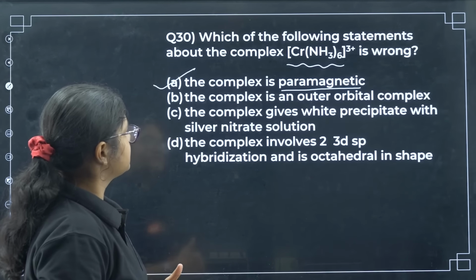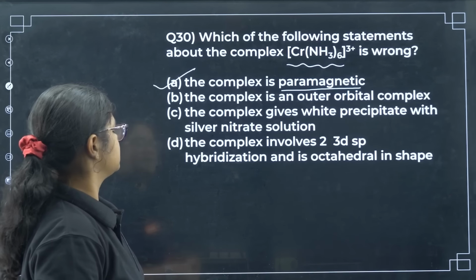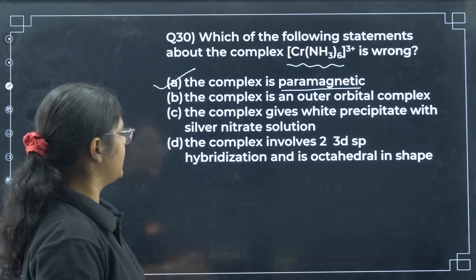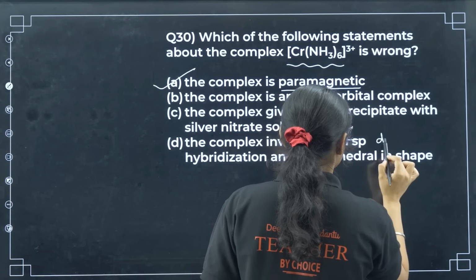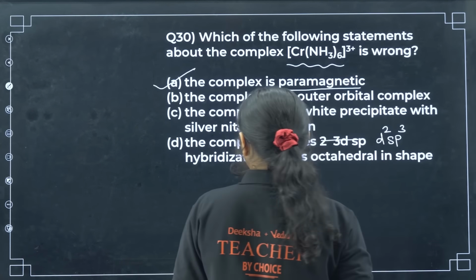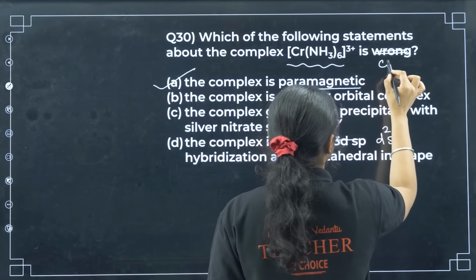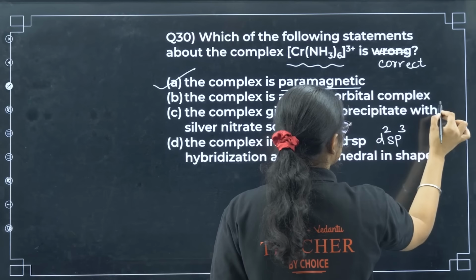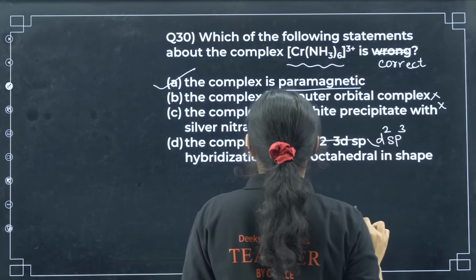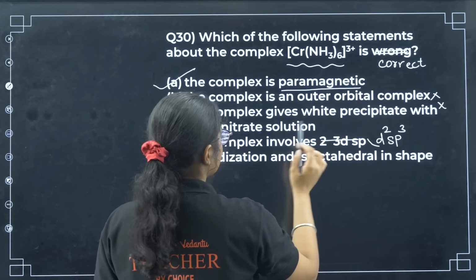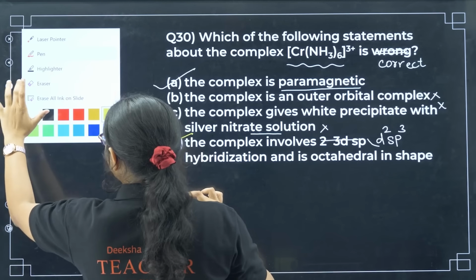The complex gives white precipitate with silver nitrate solution. Okay, one second. The complex involves d2sp3 hybridization and is octahedral in shape. So which is the statement correct you have to find. Okay, so this is wrong because it is diamagnetic. It is not an outer orbital, it is an inner orbital. So this is also wrong statement. And in the complex, there is no chlorine, so you won't get any precipitate. This is also wrong. And the correct statement for this one will be option number D.